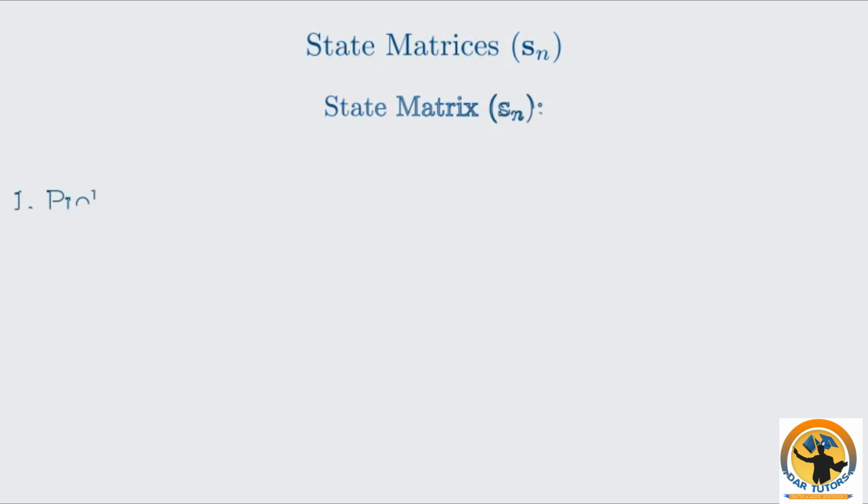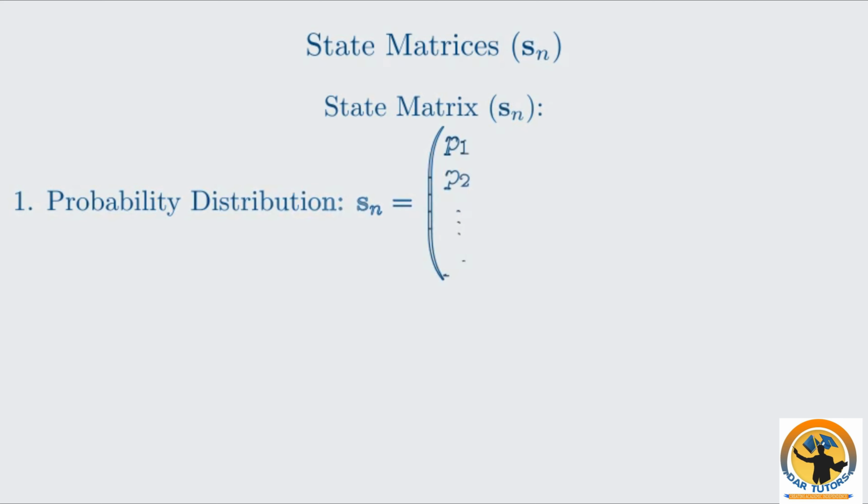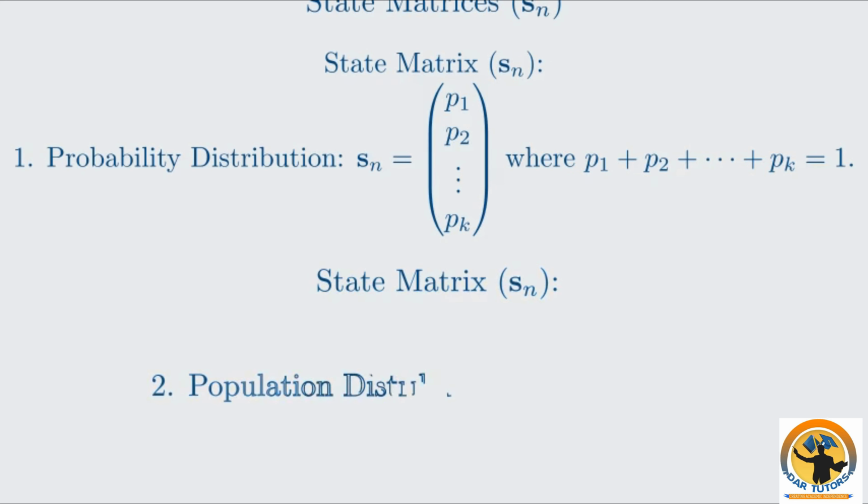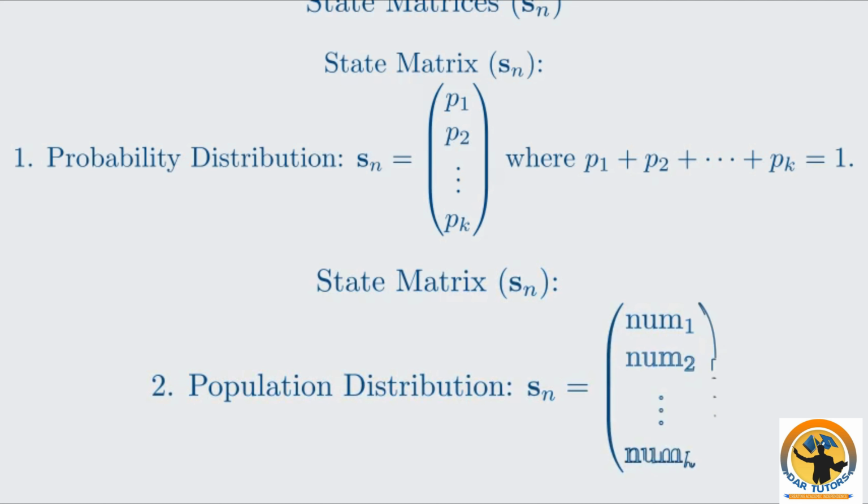For example, if we have two states, state 1 and state 2, S sub n will have two entries, P1 and P2, where P1 is the probability of being in state 1, and P2 is the probability of being in state 2. Since these are probabilities, they must add up to 1. Alternatively, it can show the number of items or individuals in each state. If our states are fully fit and injured, S sub n might tell us the number of players who are fully fit and the number who are injured. In this case, the elements of S sub n would sum to the total population being considered.